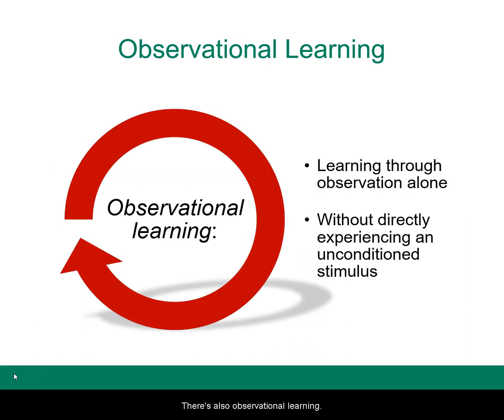There's also observational learning: learning through observation alone, without directly experiencing an unconditioned stimulus. You can see classical conditioning affecting somebody, or better yet, you can see operant conditioning in action with somebody operating on the environment. A good example is a vending machine, where you put in your money, you have to operate on the environment, push that button, and then you get something back. If you're standing in line, you didn't do any of the actual actions yourself. You just watch somebody do it, and then you do it the same way. That's observational learning.